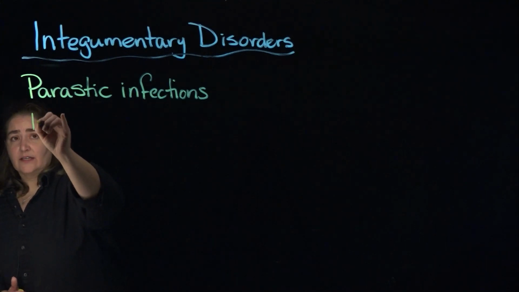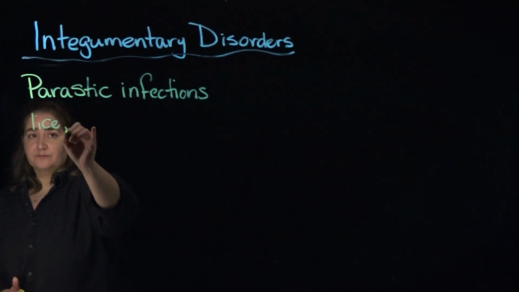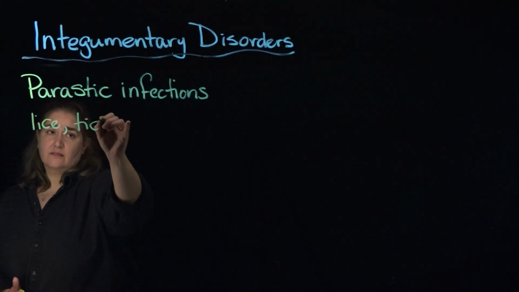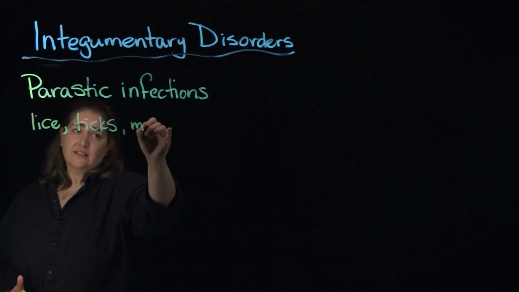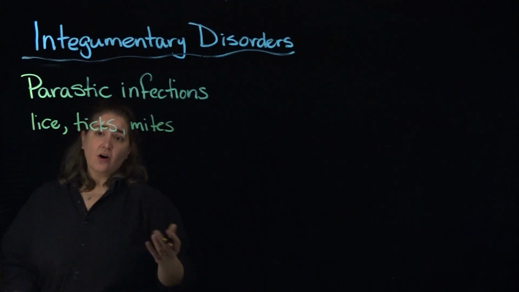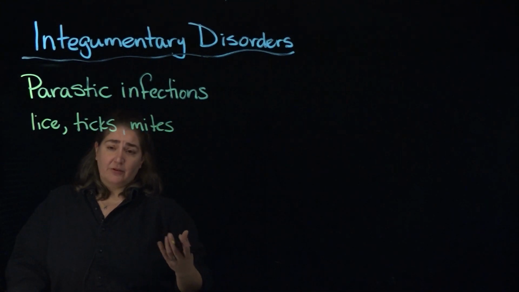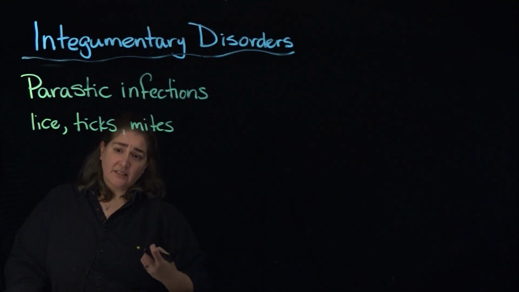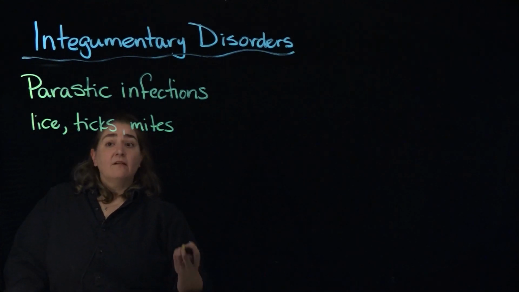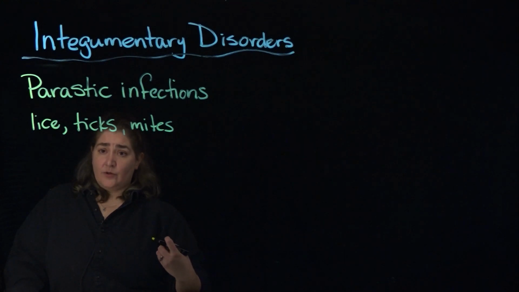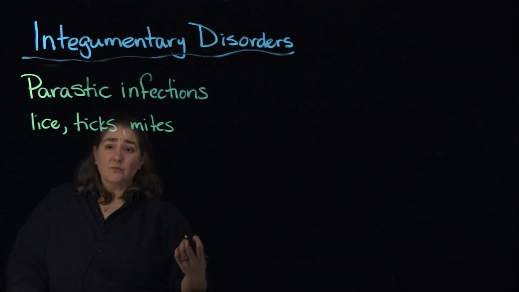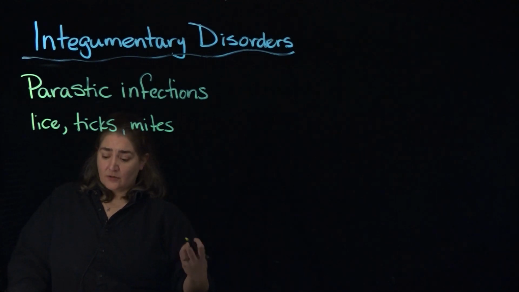things like lice, ticks, mites that cause infection in the skin. Okay, so we had another video where I talked about viral and bacterial infections. Parasitic infections are another type of infection that can be associated with the skin. Fungal infections are another one that we'll cover. So fungus, typically we're talking about yeast or dermatophytes are the two associated with fungus.